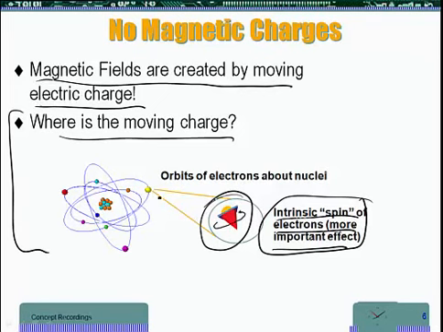An electron orbiting around the nucleus, associated with the orbit, that's different than the spin, but associated with the orbit is going to act like a magnet as well.